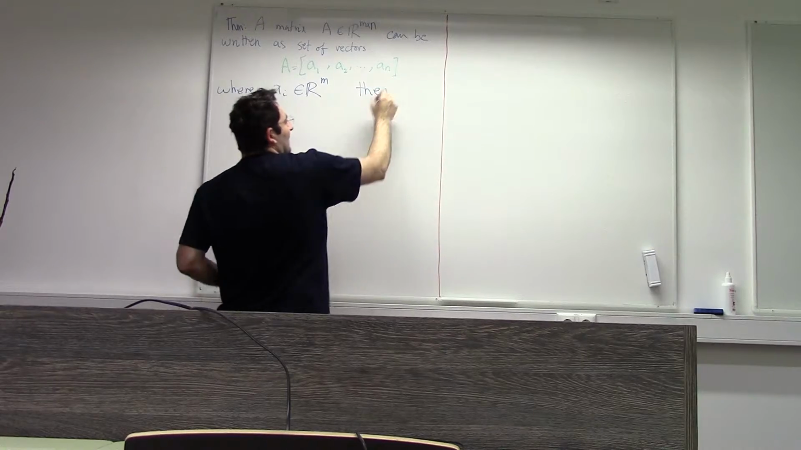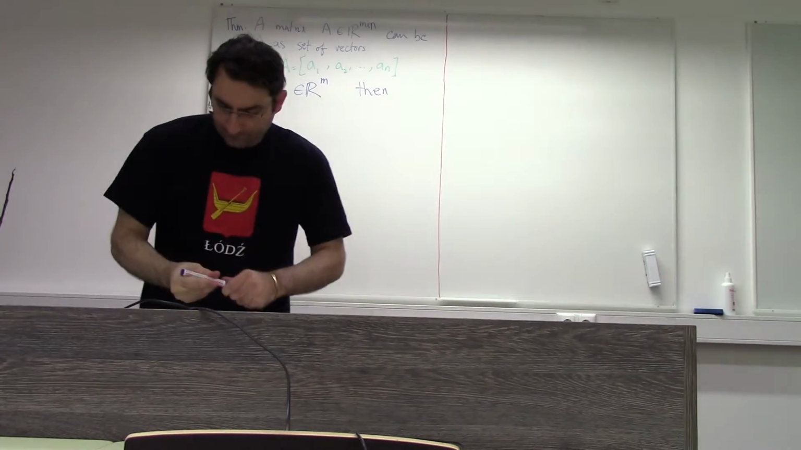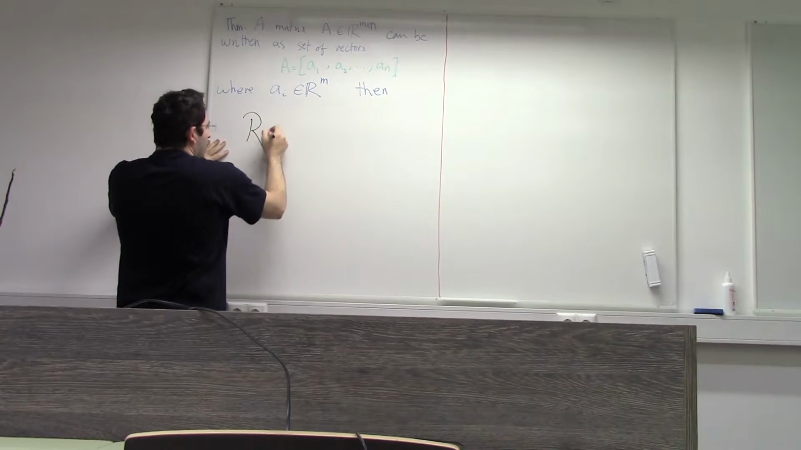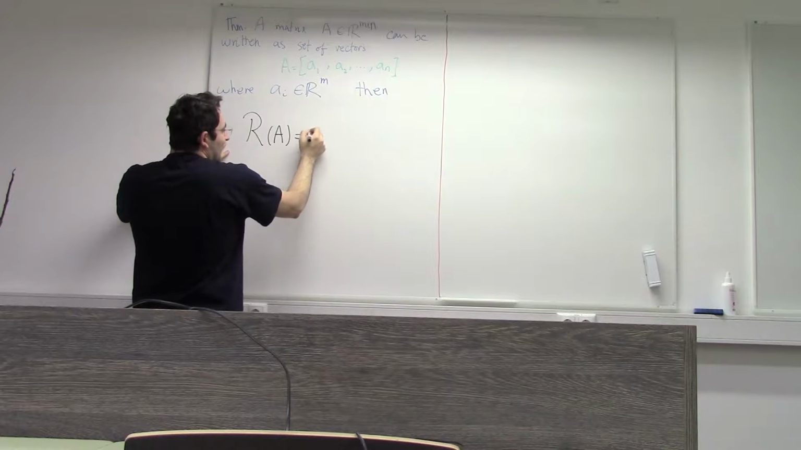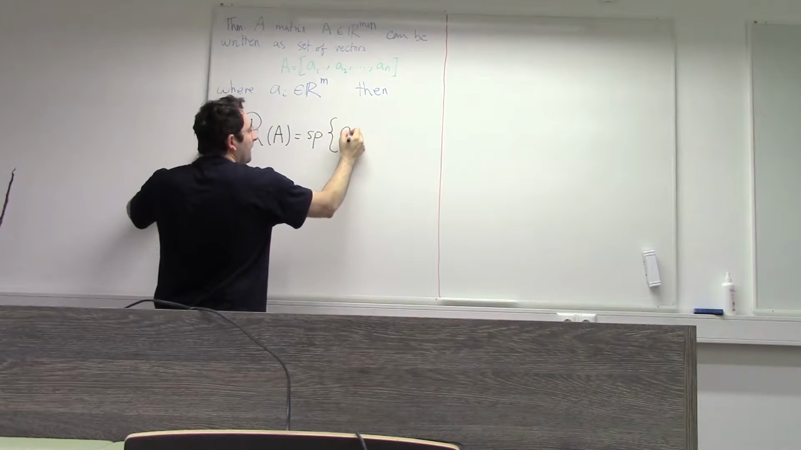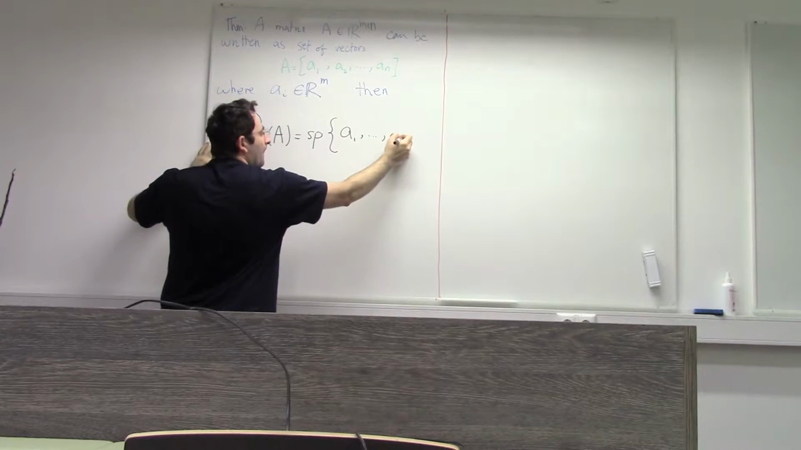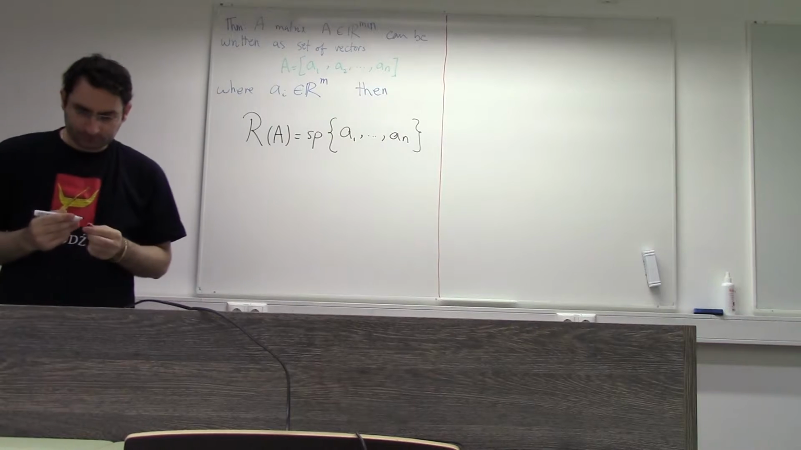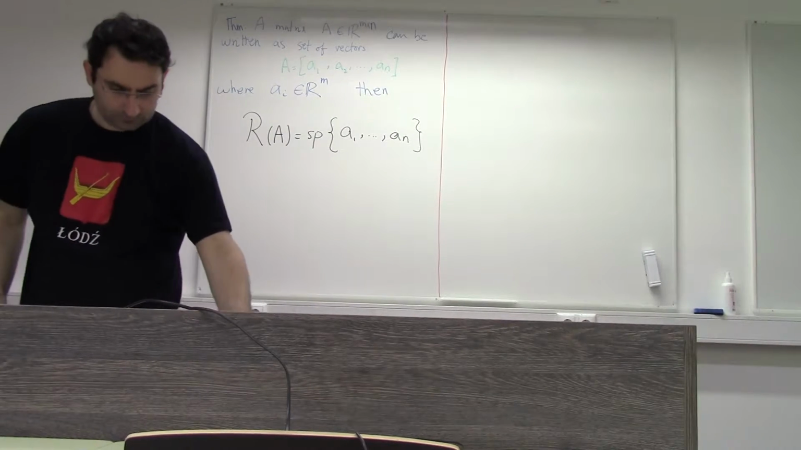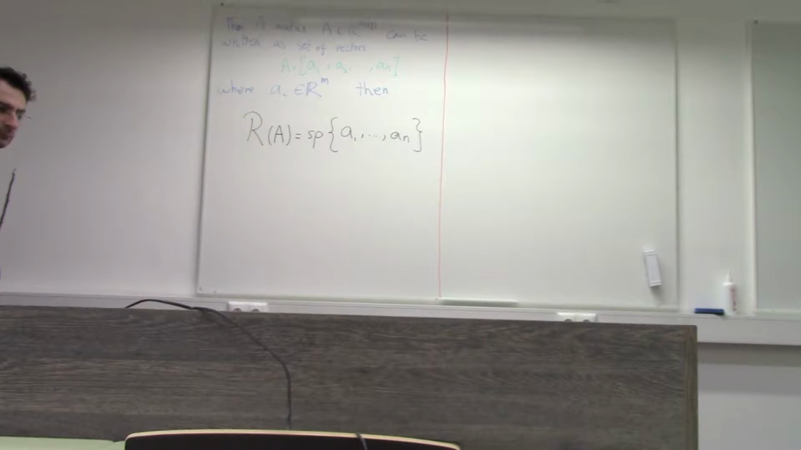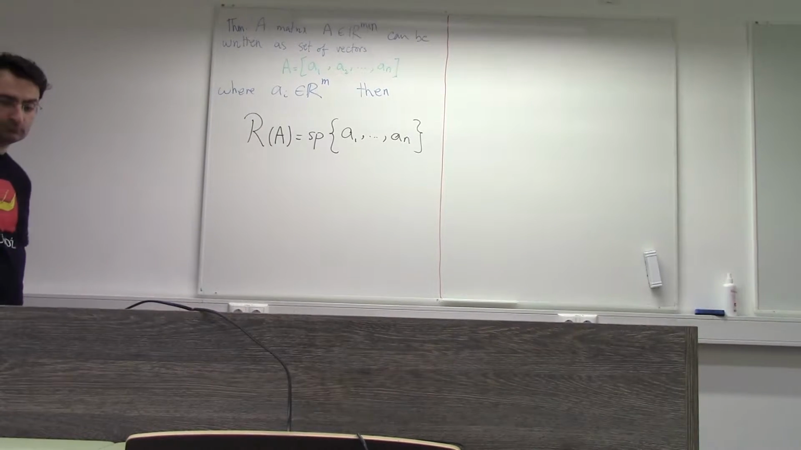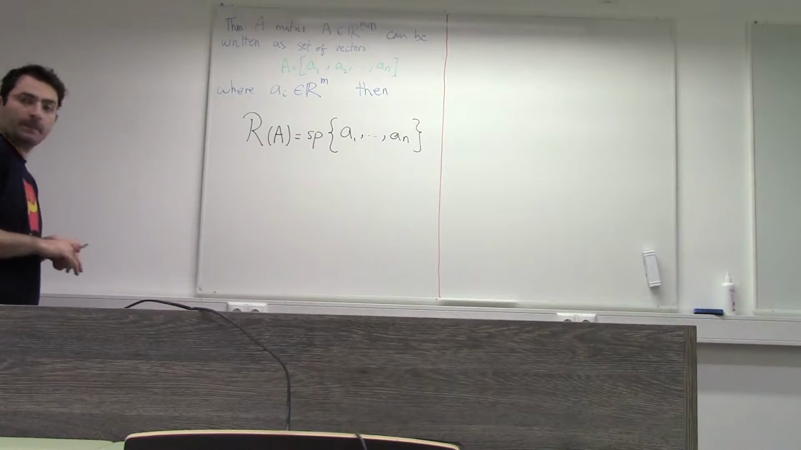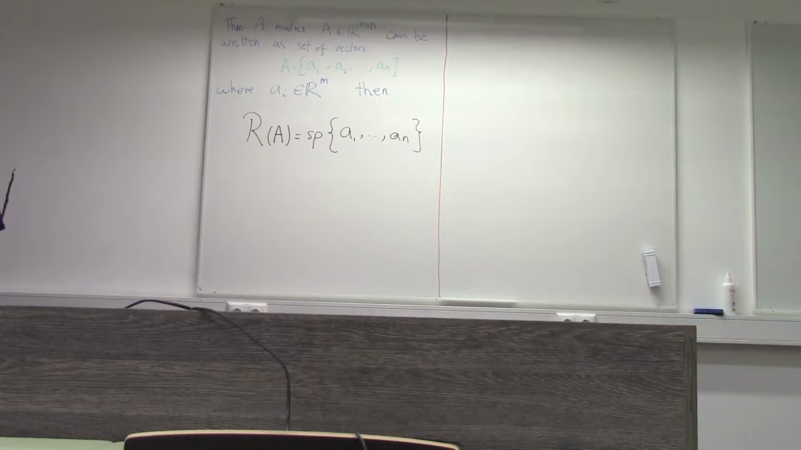Now, why we write it like this is that then the range of A is spanned by these ones. This is the same thing as the column space.